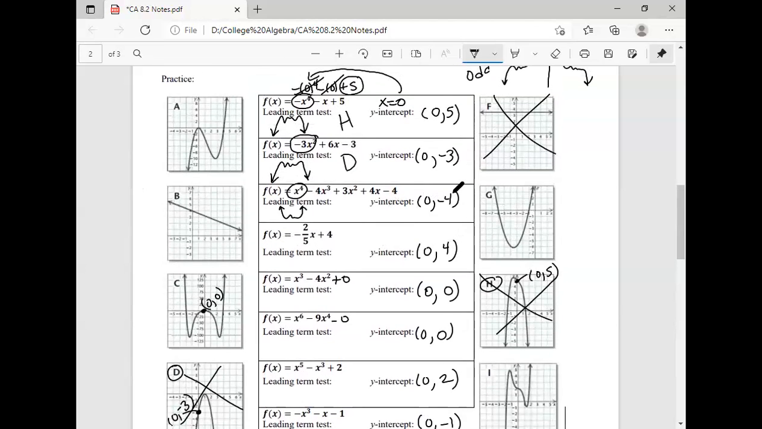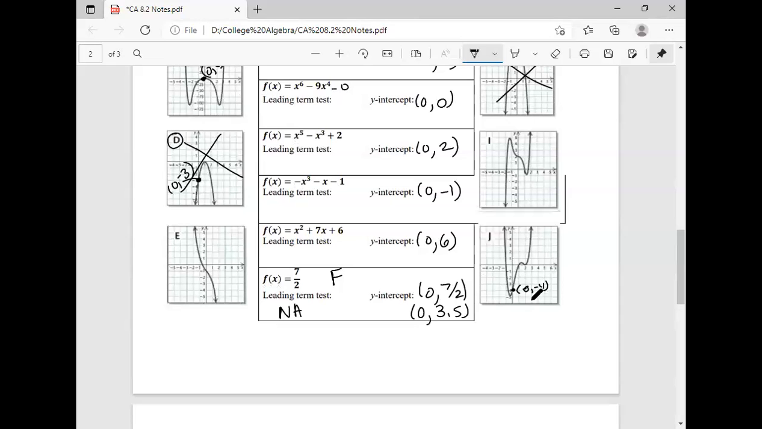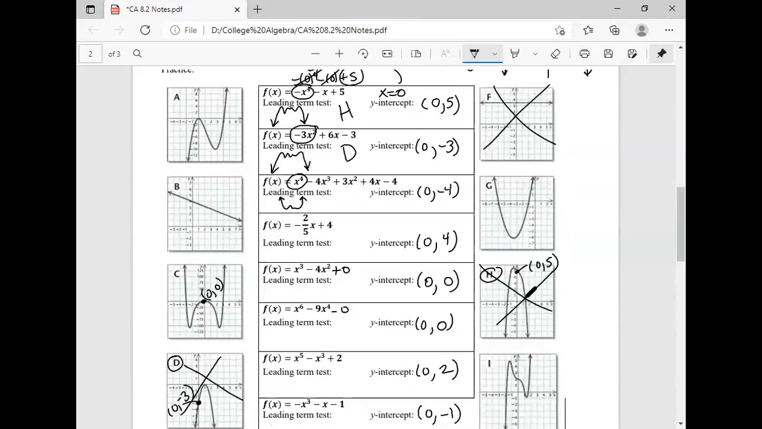Which is what we're supposed to have, right? 0, -4. I think I said 0, 4 before. Sorry. 0, -4. So it needs to be J. Mark that one out. We're done with that one.